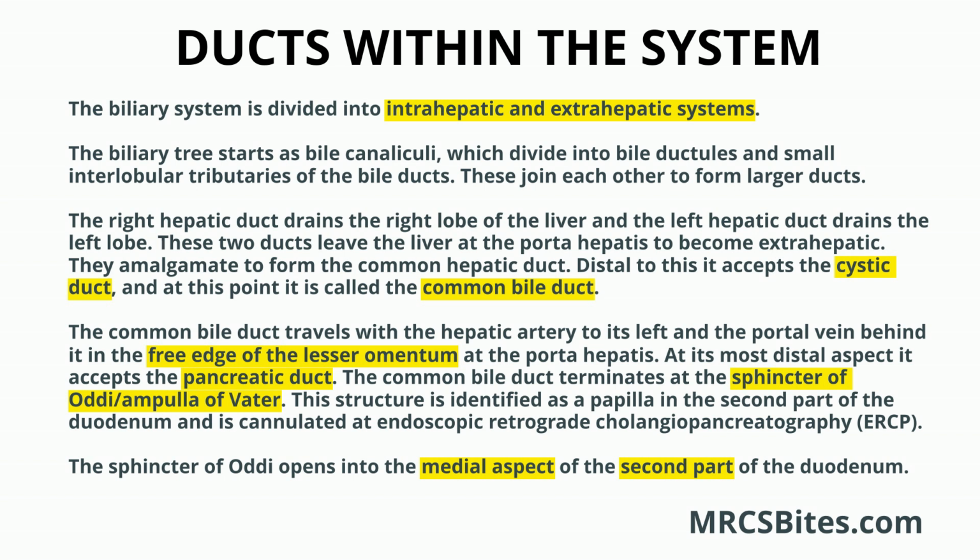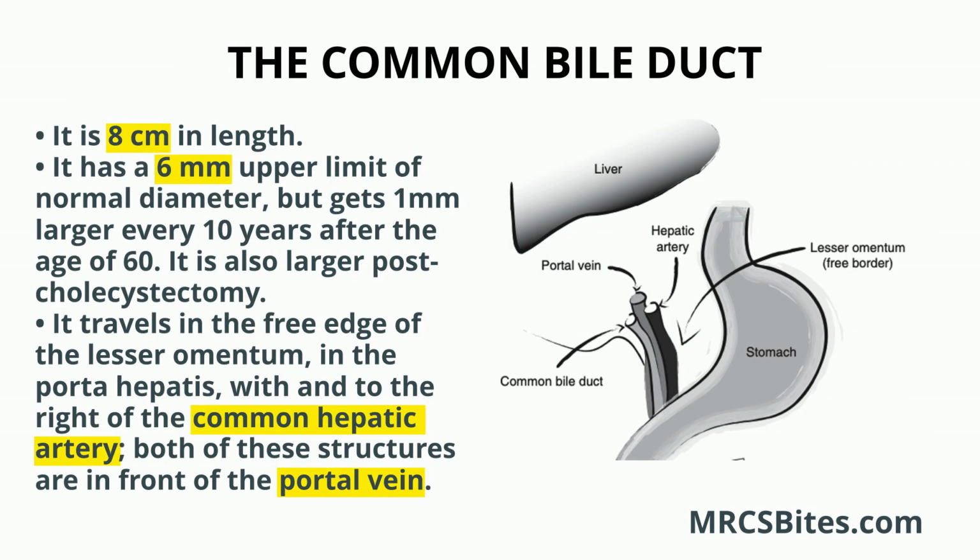This structure is identified as a papilla in the second part of the duodenum and is cannulated at endoscopic retrograde cholangiopancreatography, ERCP. The sphincter of Oddi opens into the medial aspect of the second part of the duodenum, the common bile duct. It is 8 centimeters in length.